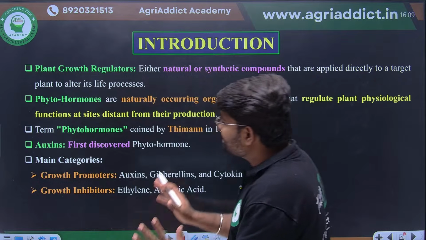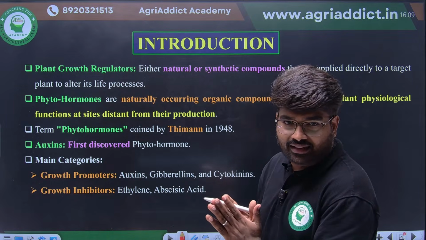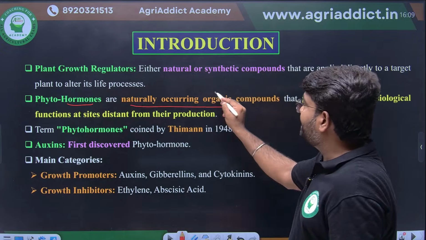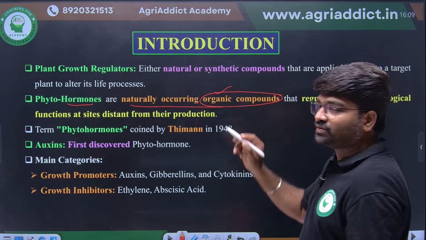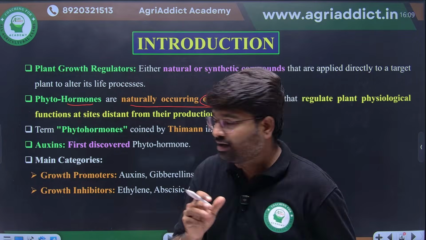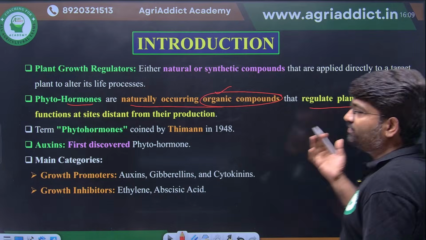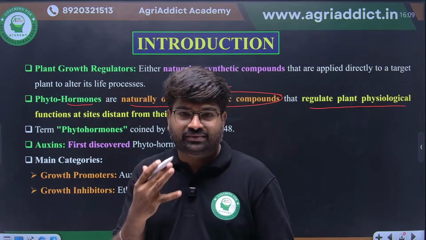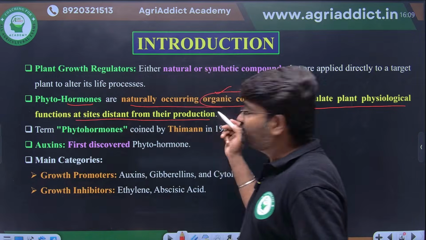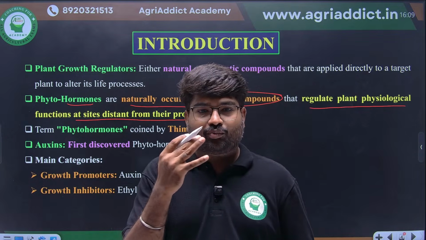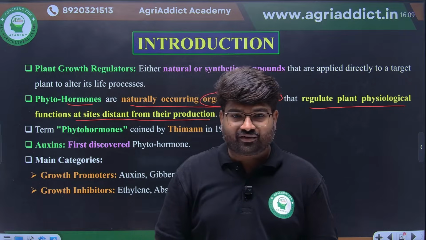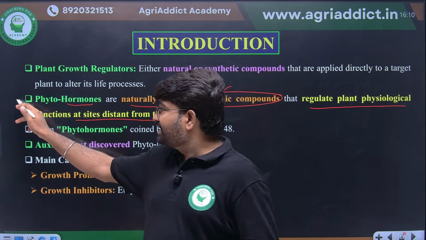First we will see what is meant by phytohormones. The basic definition: phytohormones are naturally occurring organic compounds that regulate plant physiological functions at sites distant from their production. That means they can move from one place to another to carry out their physiological function. This is the general definition of phytohormones.